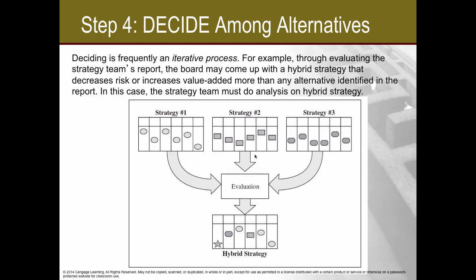The strategy team must do analysis on a hybrid strategy. A hybrid strategy is not considering the value alone or risk alone, but both. So when you have strategy 1, 2, and 3, you can have a hybrid strategy. You can pick part of each strategy and develop a whole new strategy, which is basically hybrid. Take the best of any of those strategies and develop a new one.